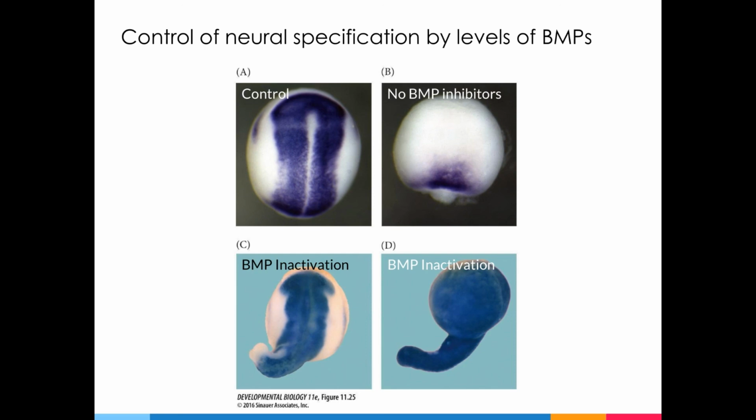As we'll see, the role of BMPs in inducing the skin ectoderm, the epidermis, and of BMP antagonists in allowing the specification of the nervous system by protecting the ectoderm from BMPs is conserved across animals.